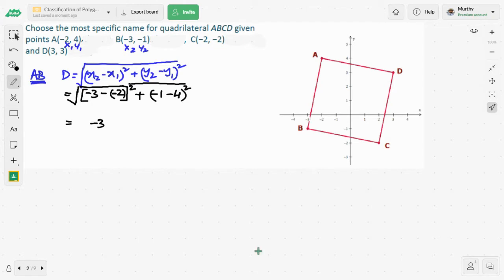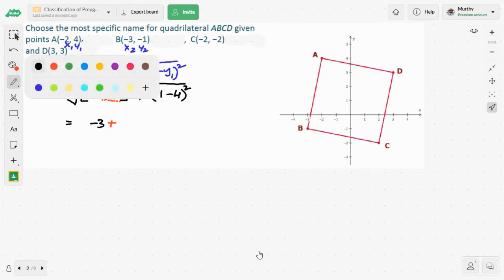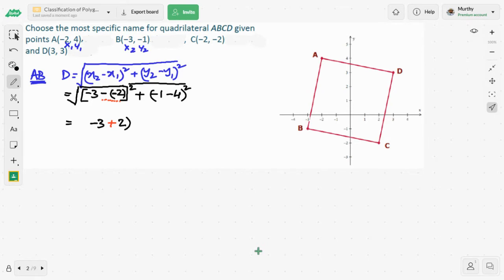Negative 3 again. Don't be lazy. I know you can compute it in your mind, but still I advise you to write in detail. So negative of negative gives me positive 2, squared, plus negative 1 minus 4, whole squared. If you want, you can simplify the second part. Negative 3 plus 2: these two have different signs, so I subtract 3 minus 2 and get 1. Then it's negative 1 squared.